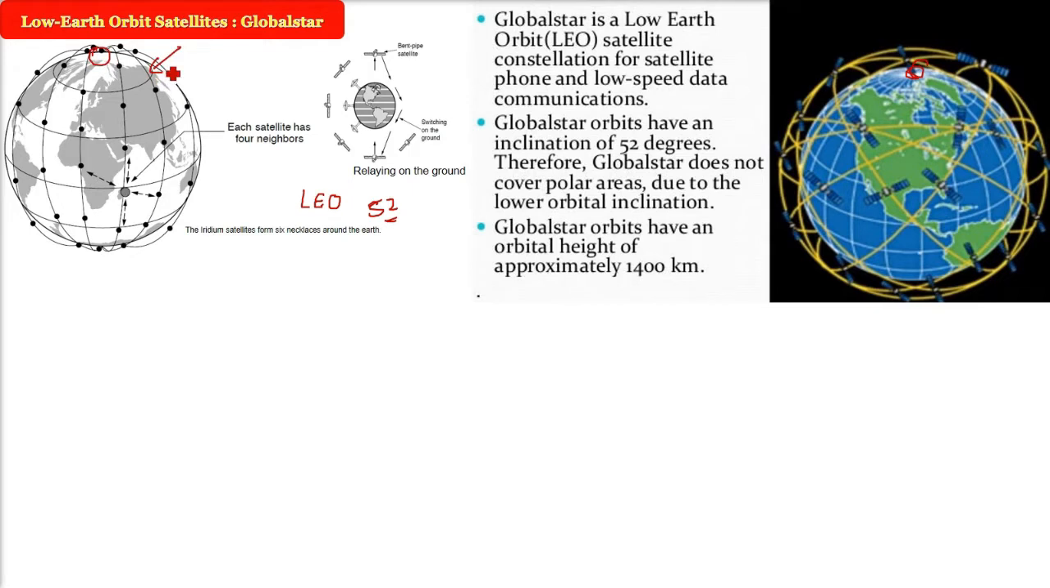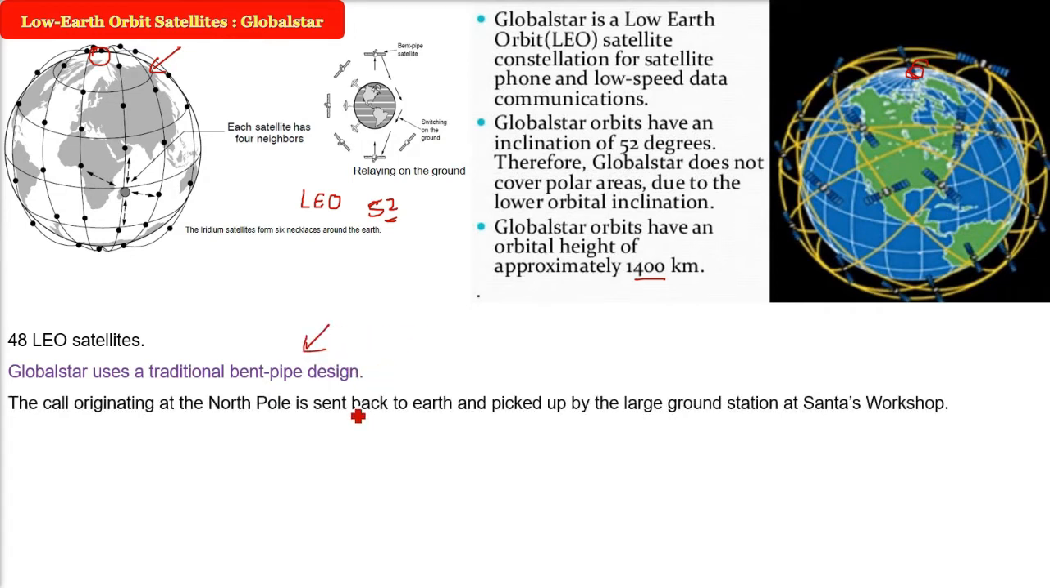Because on the left hand side you see this is the figure of iridium. It covers the polar area quite nicely. So the Globalstar orbits have an orbital height of approximately 1400 kilometers. So we have 48 LEO satellites in Globalstar, and Globalstar uses a traditional bent pipe design of communication.